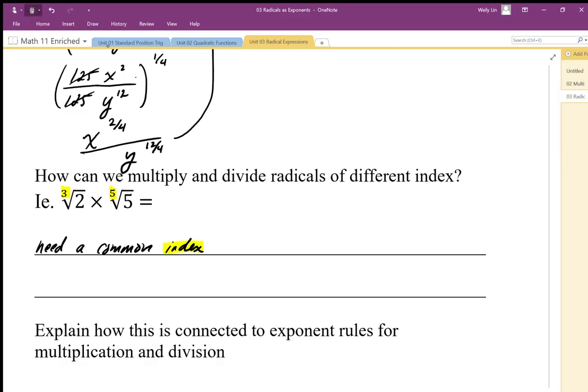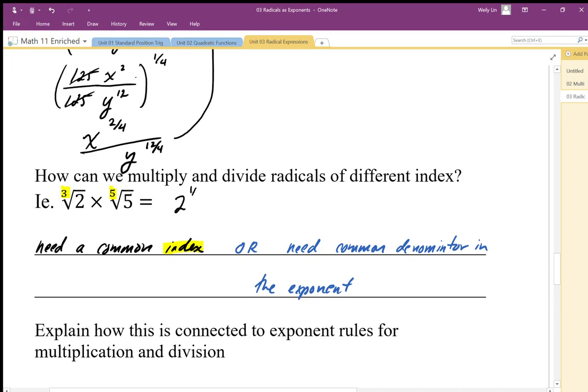Or in other words, if we were thinking it from the rational exponent perspective, we need a common denominator in the rational exponent. Now we need to understand that these actually represent the same thing. Okay, so we can do 2 to the power 1/3 times 5 to the power, what would that be, 1/5. We can change the indexes to be the same. So we end up with 2 to the power 5/15 times 5 to the power 3/15.